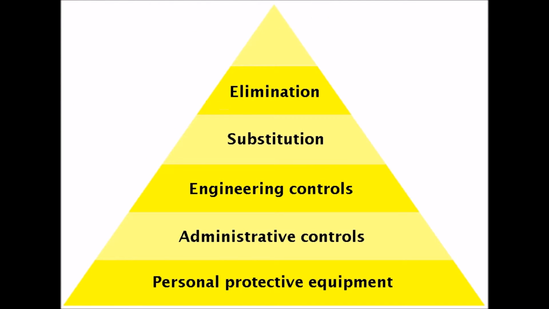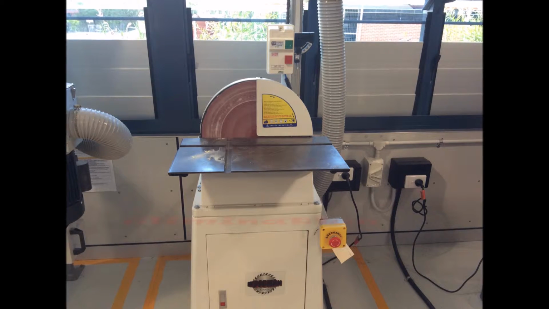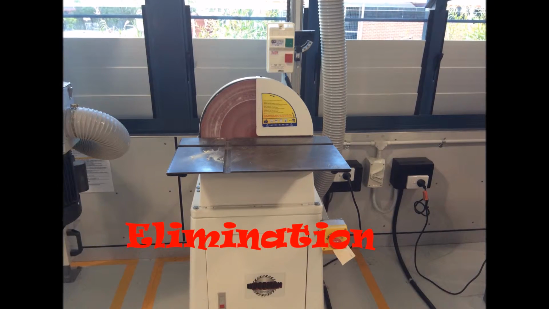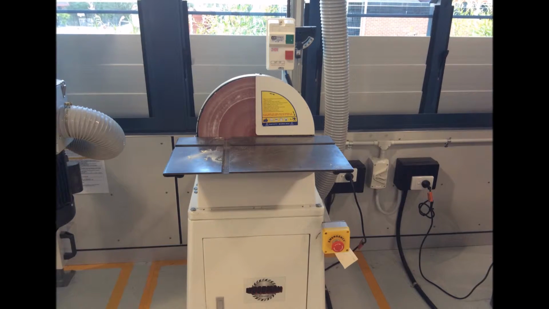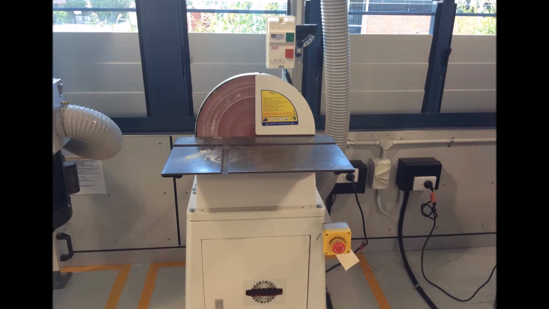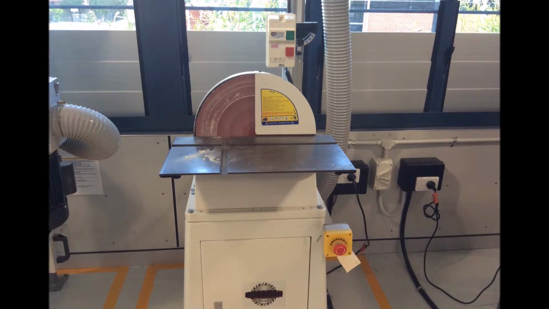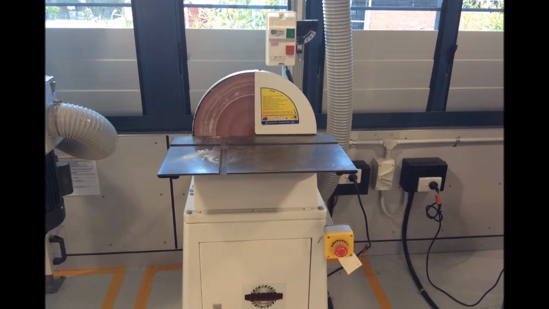The hierarchy of control shows the workplace how they can eliminate and substitute, as well as the use of the engineering control, administrative controls, as well as the personal protective equipment required in the workplace. The elimination of this machine is quite possible as there are various other equipment that can be used, which brings us to the next topic, which is the substitution.